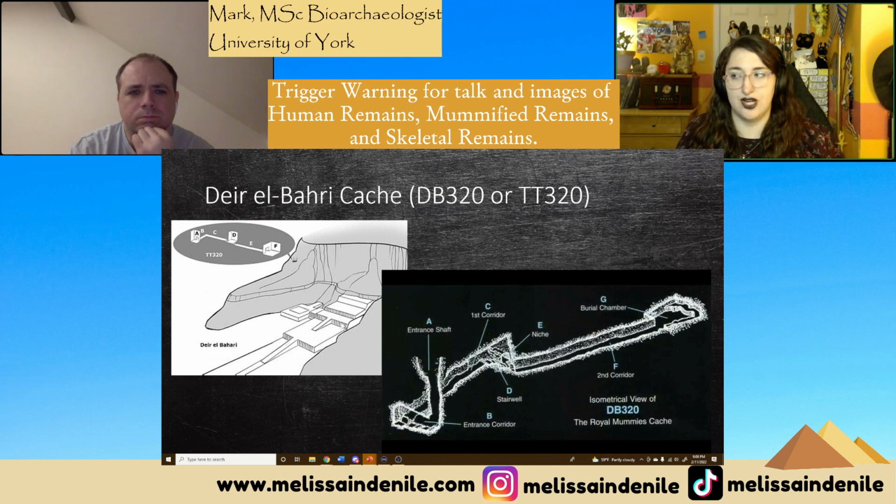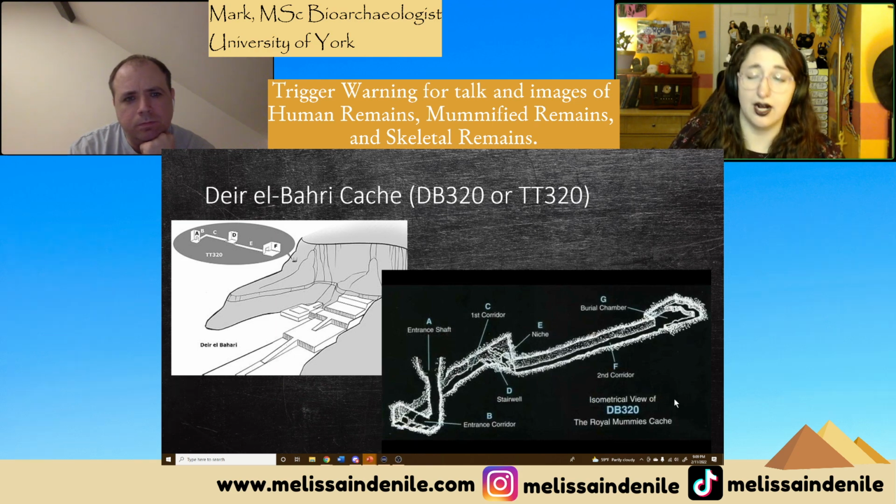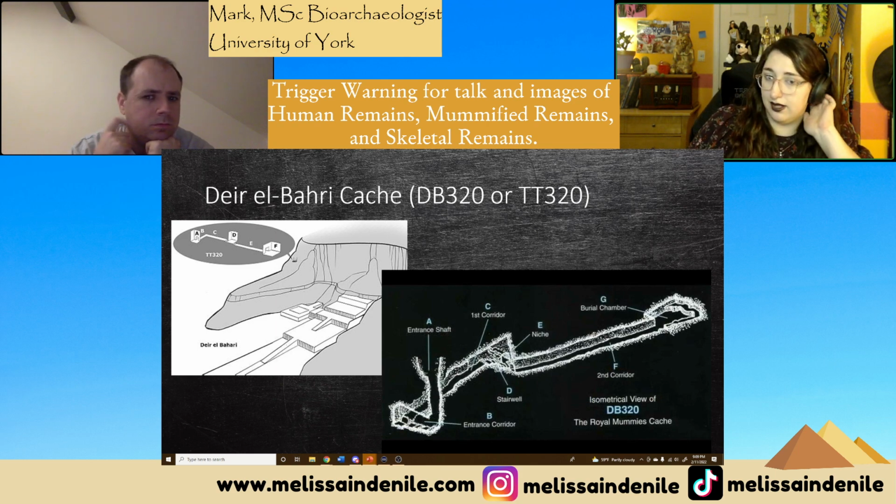This is Hatshepsut's mortuary temple and Mentuhotep III's mortuary temple in Deir al-Bahri. The Valley of the Kings is kind of behind this ridge, and up this very steep hill is where this cache was. And you can see there was an entrance shaft, an entrance corridor, the first corridor, a niche, and then a burial chamber. And this entire thing was full of mummies, and there were a lot coming from the 21st dynasty and the 18th dynasty as well.